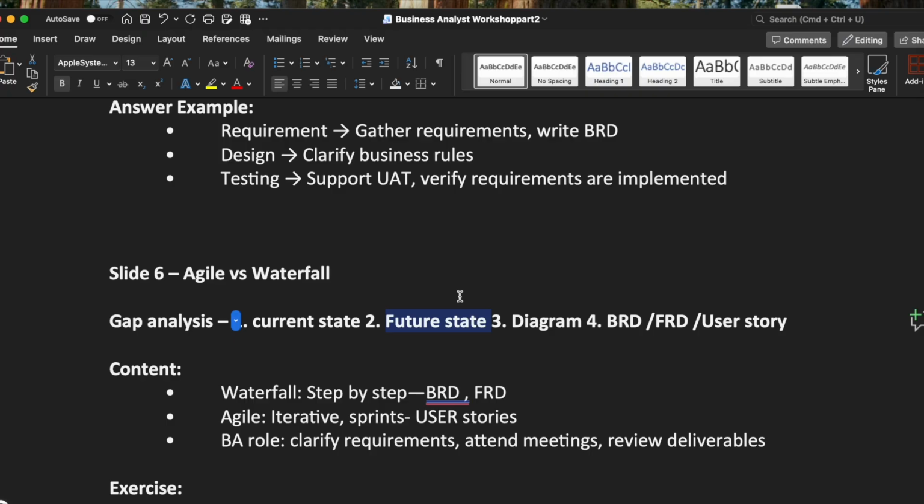If you don't know the gap, right, how do you identify the gap if you don't know the current state? So analyze the current state, you do SWOT analysis or whatever analysis methodology you know, and get the future state.